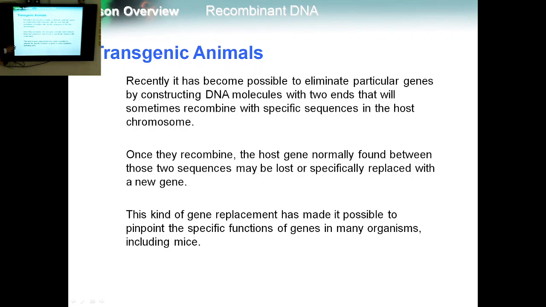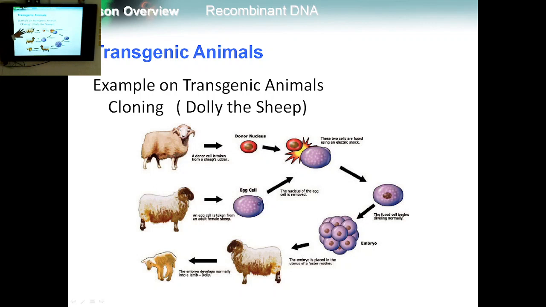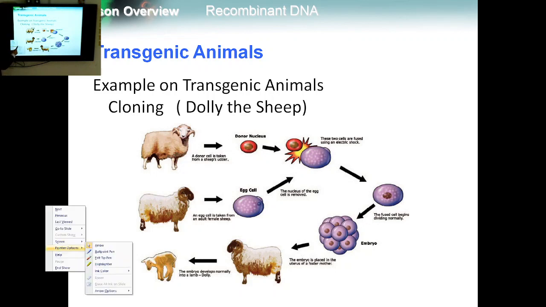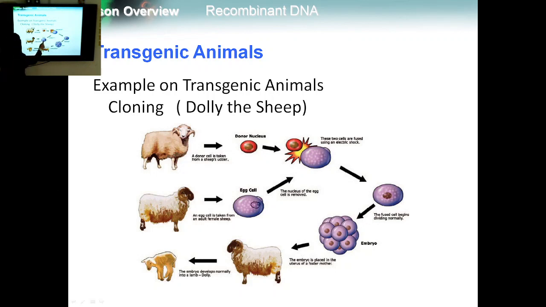This kind of gene replacement has made it possible to pinpoint the specific function of genes in many organisms, including mice. As you can see here, the cloning that we took in part 1 of recombinant DNA is a method by which we can form a transgenic animal. We can take a donor nucleus, and at the same time a donor egg cell. We can remove the nucleus from the egg cell. Once we remove it, we can insert the donor nucleus into the egg cell, and then we will form an egg cell with the donor nucleus.